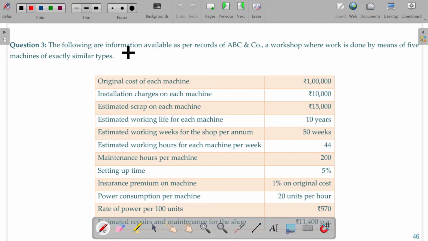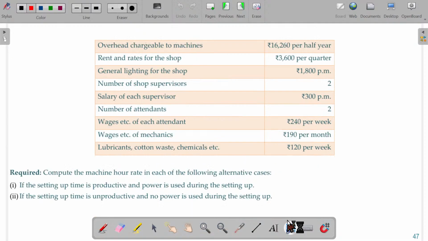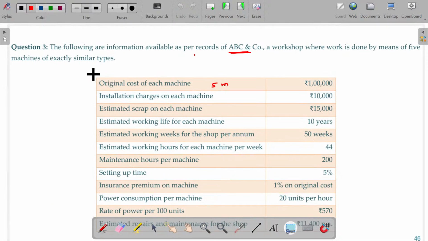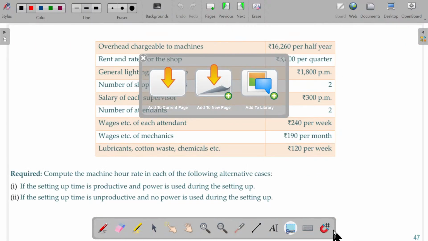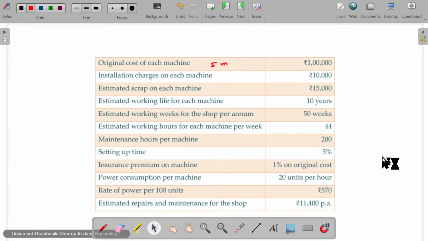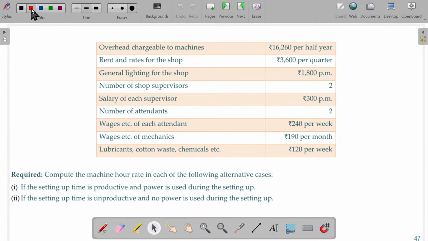The following is information available as per records of ABC company. A workshop where work is done by means of 5 machines of exactly similar type. So 5 machines. One of the lengthiest illustrations. So all the particulars are there. Requirement: calculate the machine hour rate in each of the following alternative cases.